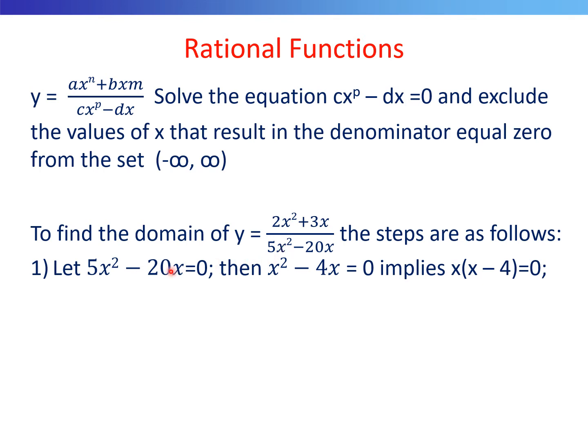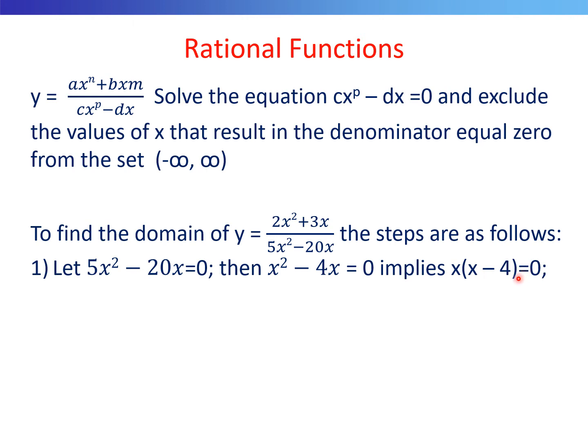Let 5x squared minus 20x be equal to 0. If we divide by 5, we will get x squared minus 4x equal to 0. If we take x as a factor, then we will have x multiplied by x minus 4 equal to 0.